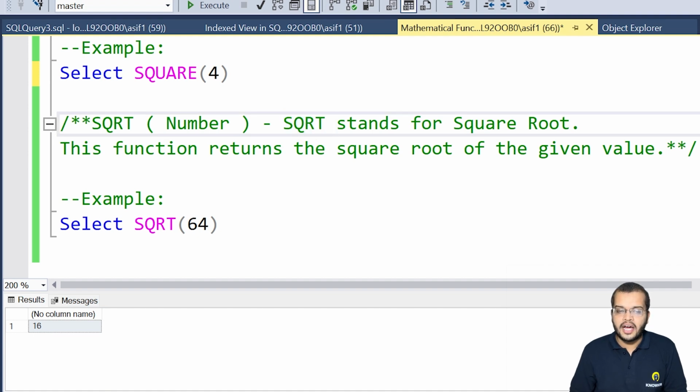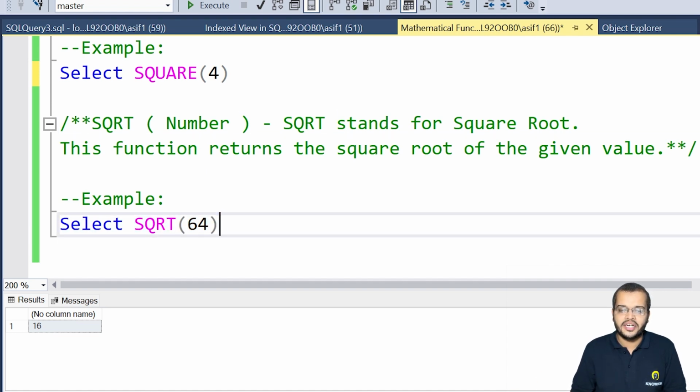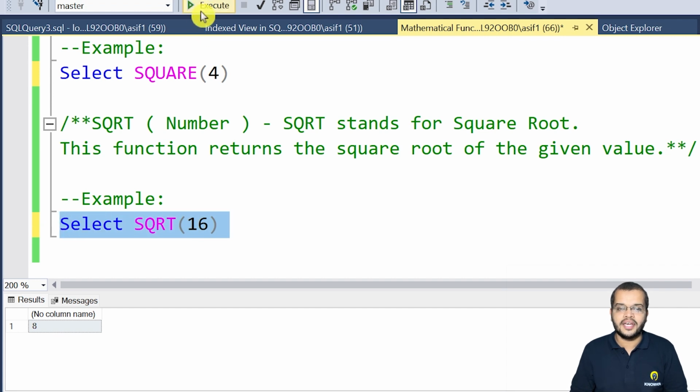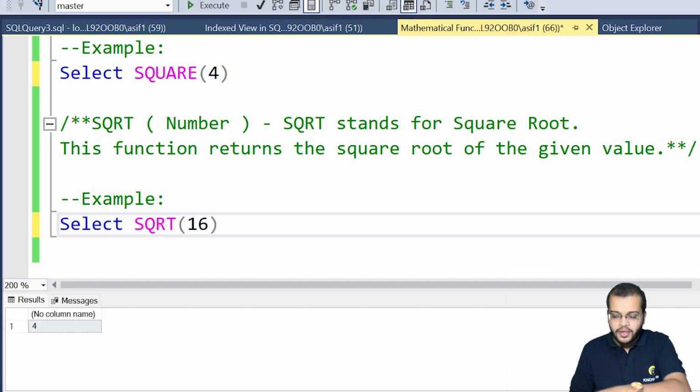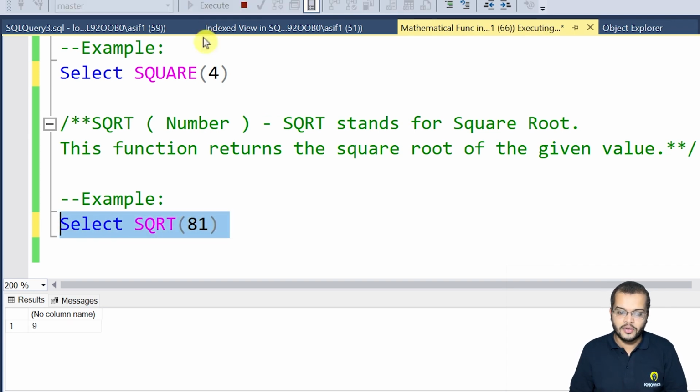For example, I told you that 4 times 4, the square of 4, is 16, right? So if I write 16, the square root of 16 is 4. If I write 64, the square root of 64 is 8, right? Let me execute it and show you the output. So it's 8. The same way, if I write 16 here, I am getting 4. Am I right? The square root of 16 is 4. The square root of 81, if I write it here, gives 9. 9 nines are 81, right? 9 here.